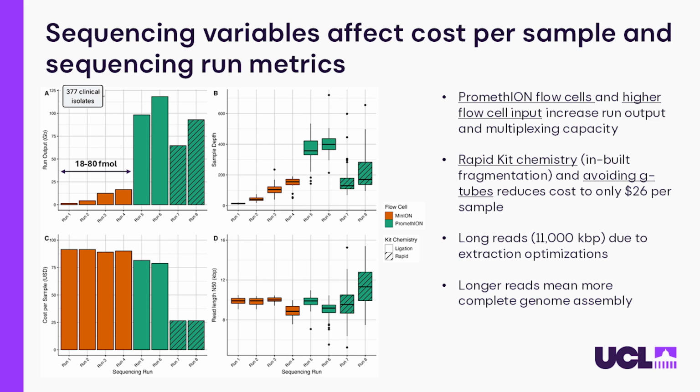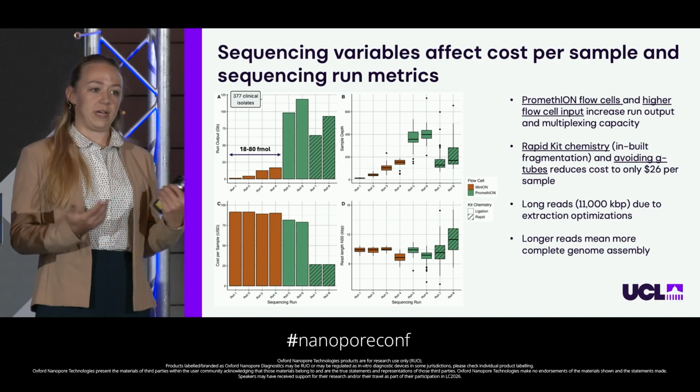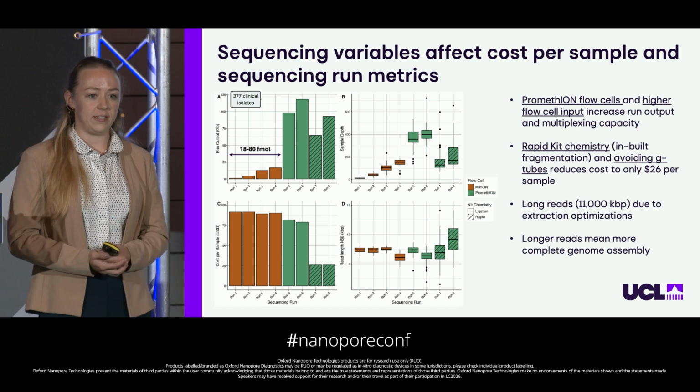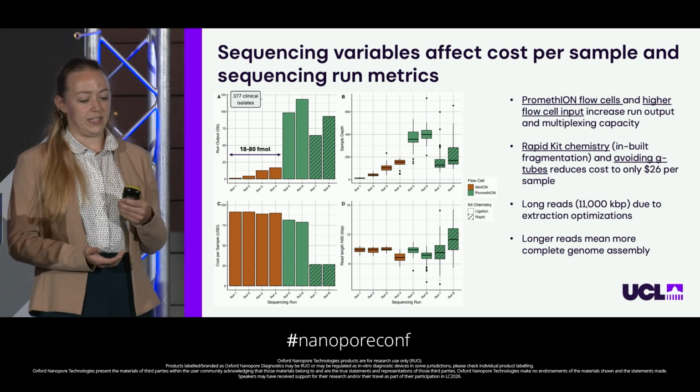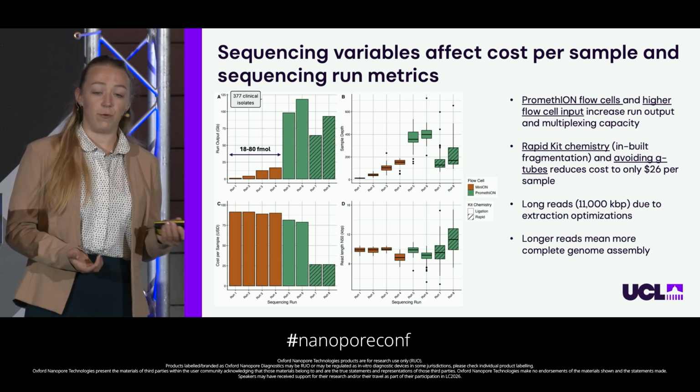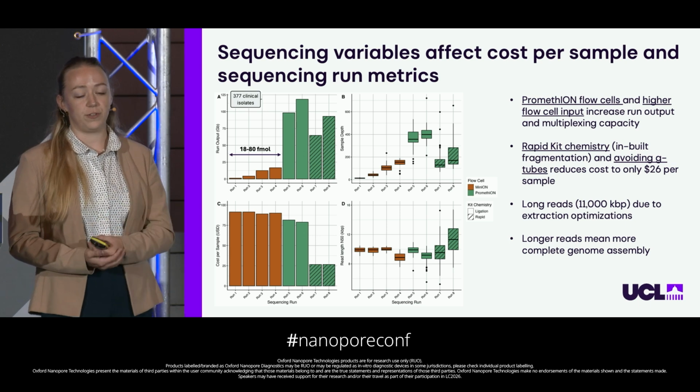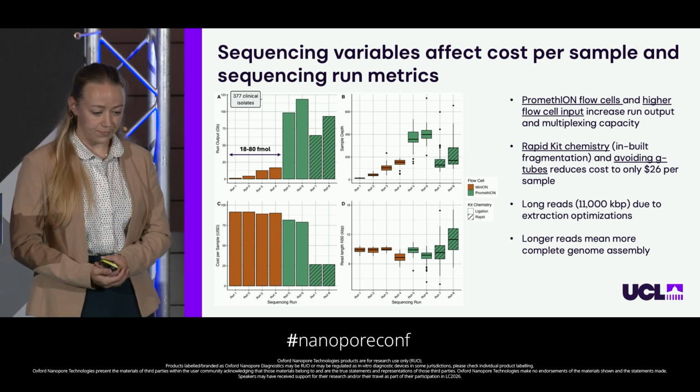Then, as soon as we could get our hands on some PromethION flow cells, we did, and we moved over to those, causing a massive expected increase in sequencing data, which translated to a sequencing sample depth of 400, or 200 when we moved to the rapid, which are the shaded bars.